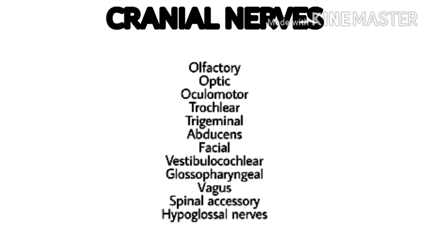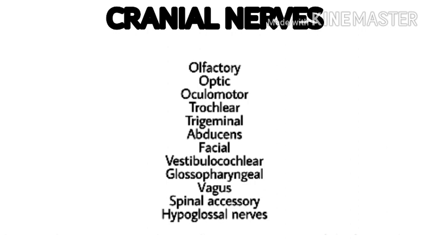Now, let's come to the cranial nerves. What are cranial nerves? These are 12 pairs of nerves that emerge from the lower side of the brain. Examples of cranial nerves include olfactory nerves, optic nerves, oculomotor nerves, trochlear nerves, trigeminal nerves, abducens nerves, facial nerves, vestibulocochlear nerves, glossopharyngeal nerves, vagus nerve, spinal accessory nerves, and hypoglossal nerves.